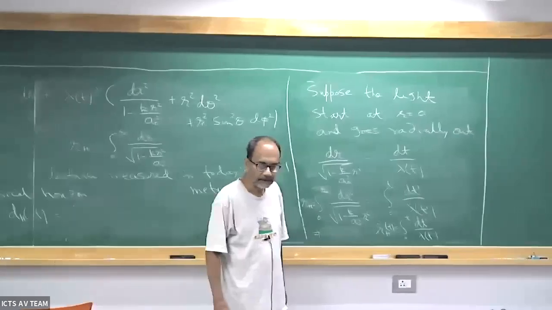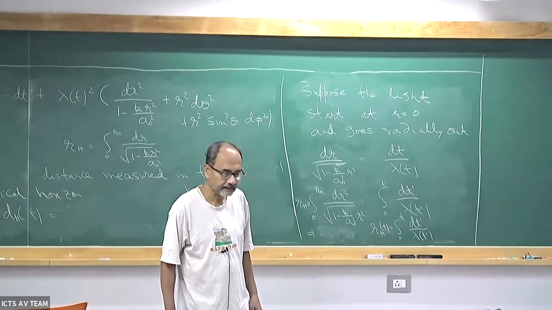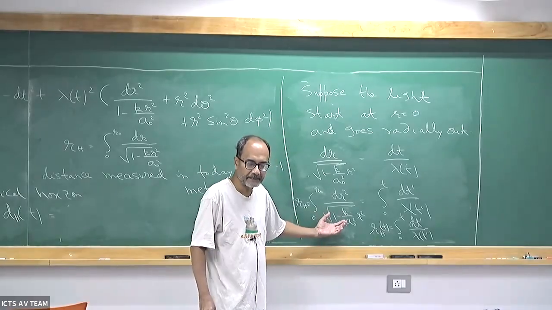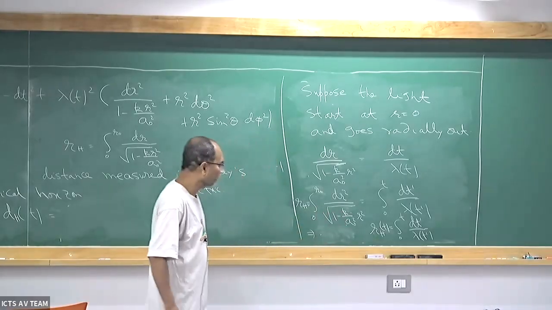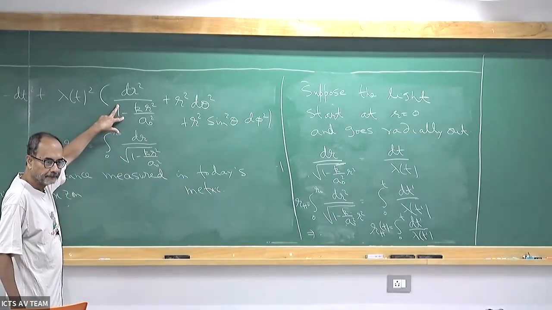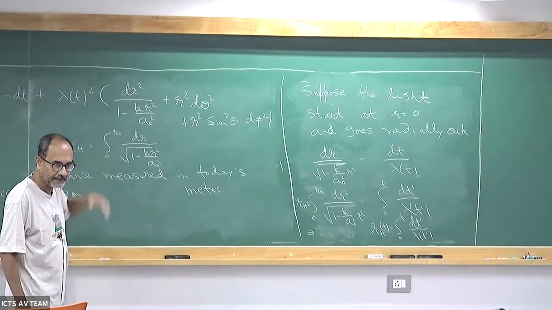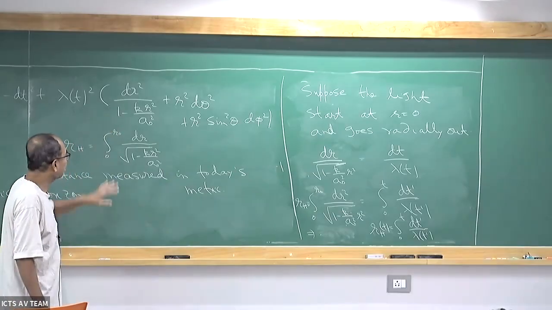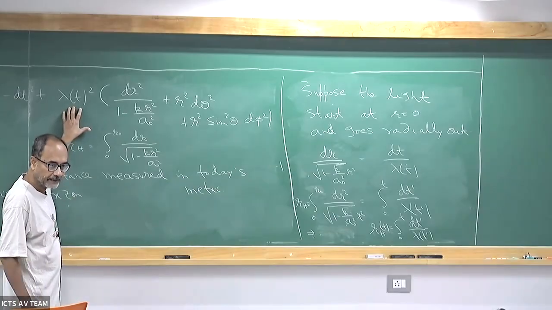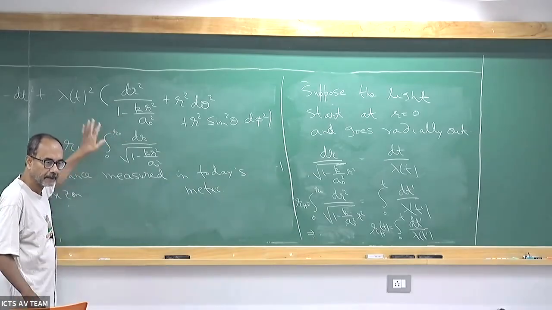The question is, what is the physical meaning of RH? I calculated this integral, but what is its physical meaning? The physical meaning of this integral is the distance, and you can say from the form of the metric that it is a radial distance, the distance that the light has traveled. But there is a factor of lambda of t squared. So this is the physical distance if we measure it using today's metric, because today lambda of t is 1.